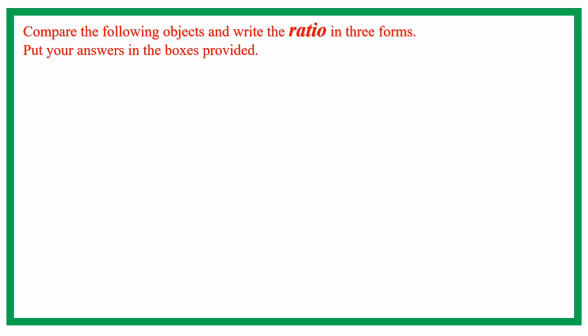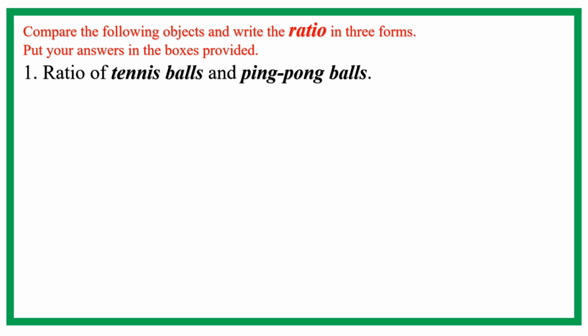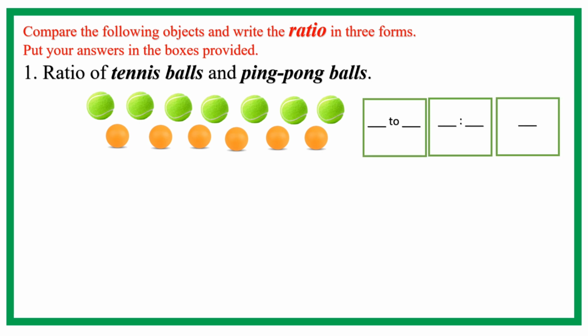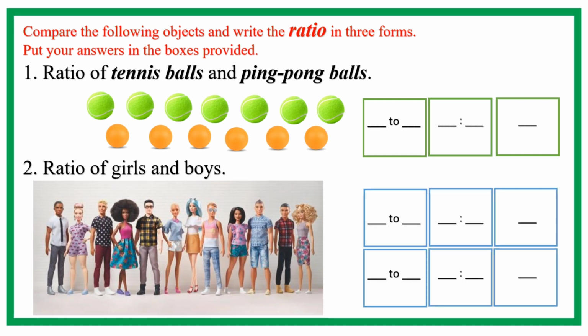Now, it's your turn. Compare the following objects and write the ratio in 3 forms. Put your answers in the boxes provided. 1. Ratio of tennis balls and ping pong balls. 2. Ratio of girls and boys. You may pause this video if you need more time.